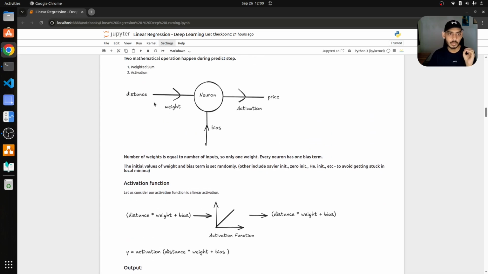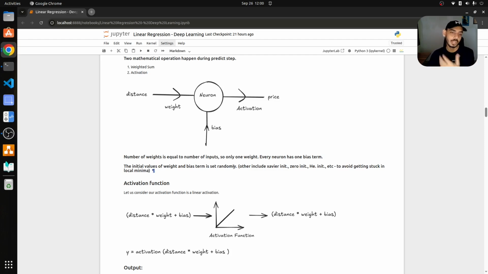Since we have one input, we can have only one weight. And the number of biases will be equal to the number of neurons. So since we have only one neuron, we have one bias term. And how do we initialize these parameters, which are weight and bias? Basically, for this scenario, we'll just be setting them randomly.